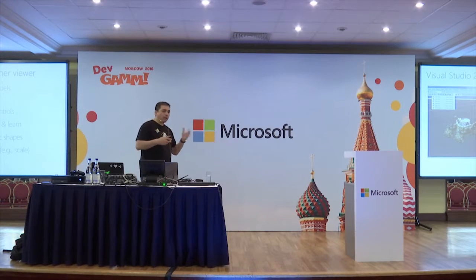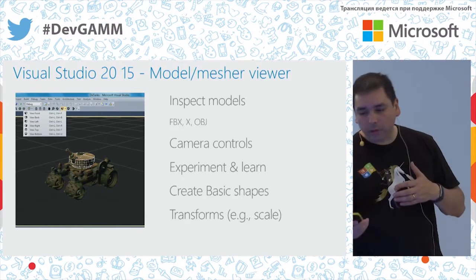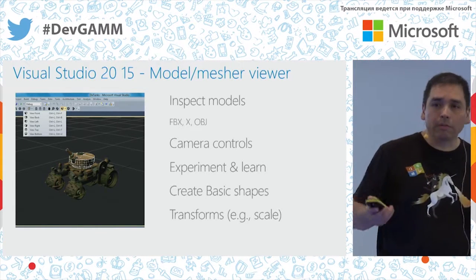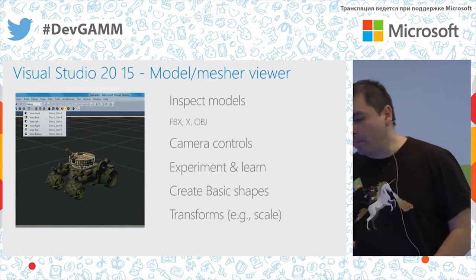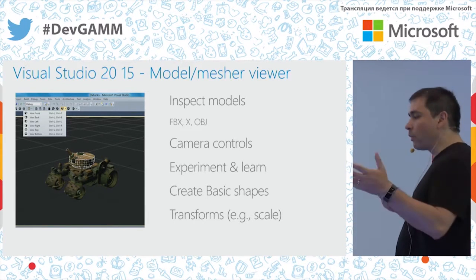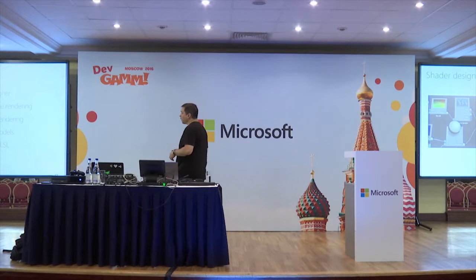So if you have a 3D model and you just want to rotate or transform something, you can actually do that from within Visual Studio. It's not the most comprehensive. It's not an actual model or mesh editor. It's mostly a viewer that you can use for rotating stuff around, but you can actually use that pretty well.